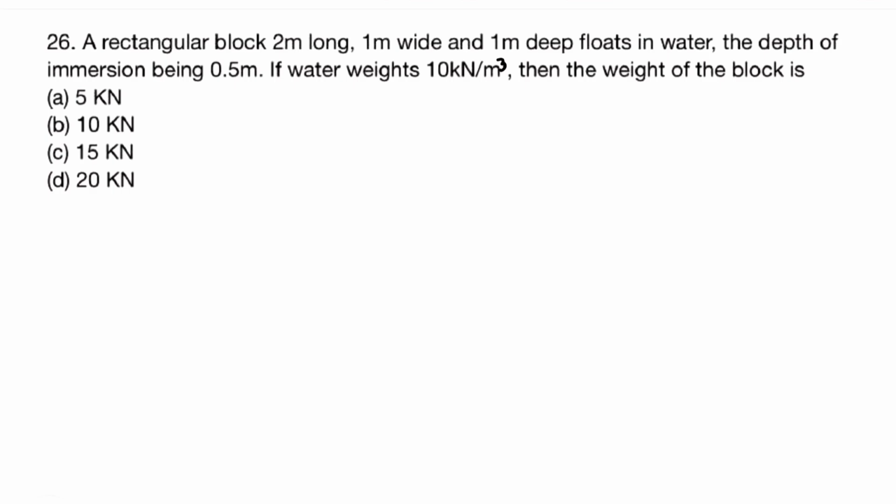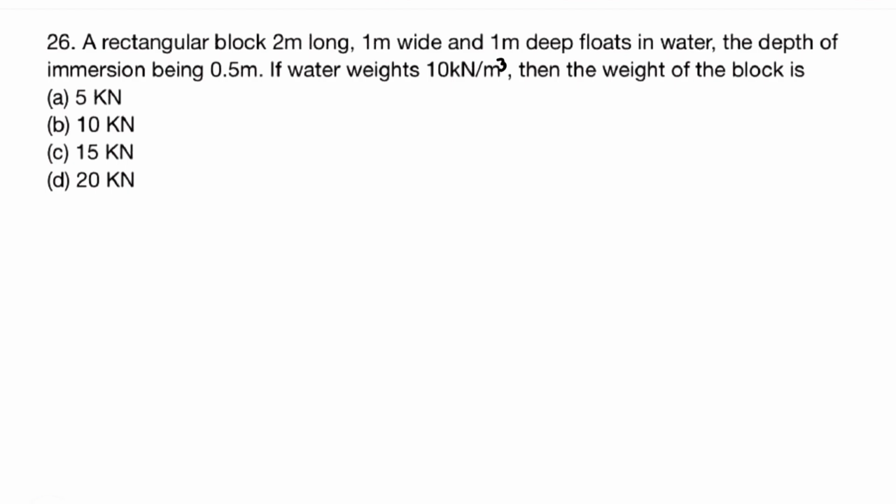A rectangular block 2 meter long, 1 meter wide and 1 meter deep floats in water. The depth of immersion being 0.5 meter. If the water weighs 10 kilonewton per meter cube, then the weight of the block is: option A, 5 kilonewton; option B, 10 kilonewton; option C, 15 kilonewton; option D, 20 kilonewton.